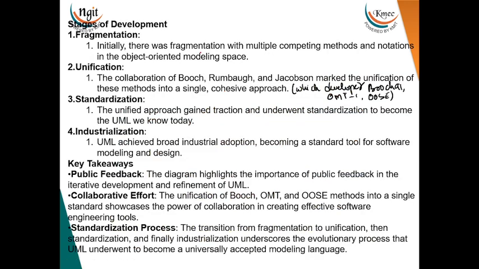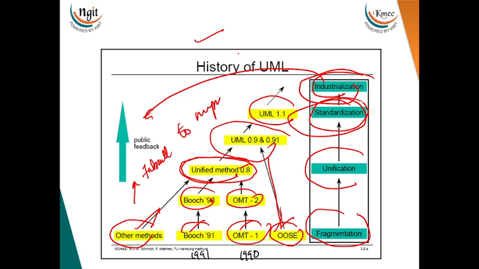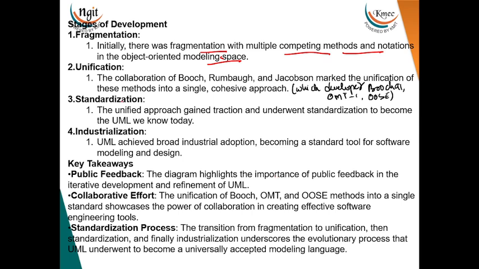Fragmentation: initially, there was multiplication of competing methods and notations in the modeling space. This is called fragmentation. Initially, a number of methods were used. Then unification, a collaboration between Booch, Rumbaugh, and Jacobson, was developed on this.